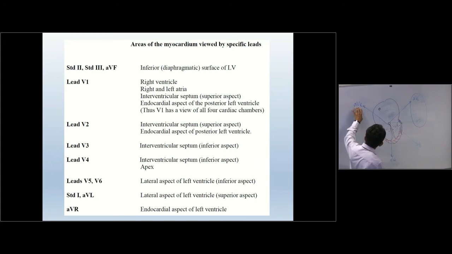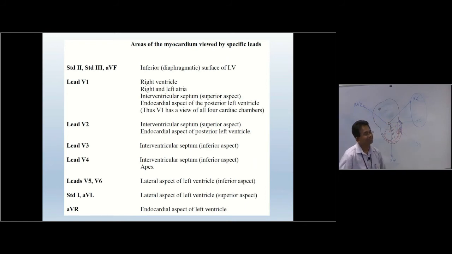AVR is gathering electricity which is coming towards that way. That means it needs to come from somewhere here. So if your patient has a left ventricular subendocardial problem, it will be shown by this one because it's directly facing towards the endocardium of the left ventricle. This is for your information only, because this is a little bit of a complicated area. We are not going to go into greater detail of that one.